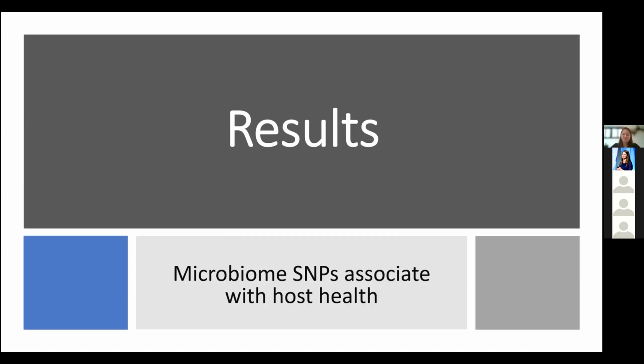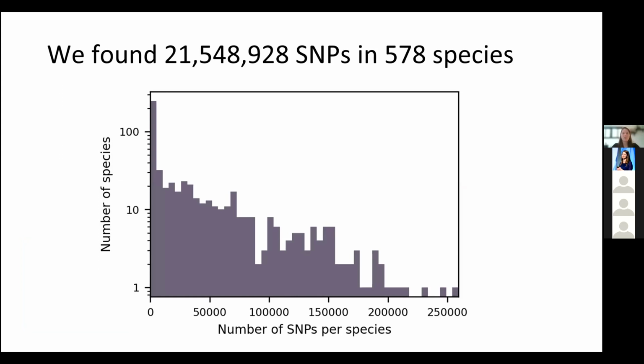Okay, so what did we find? First of all, we found around 20 million variable positions in 578 bacterial species. So this is the number of hypotheses we have for each of these SNPs. Now we want to ask whether this variability in this one single position in the bacterial genome somehow associates with the health of the host.